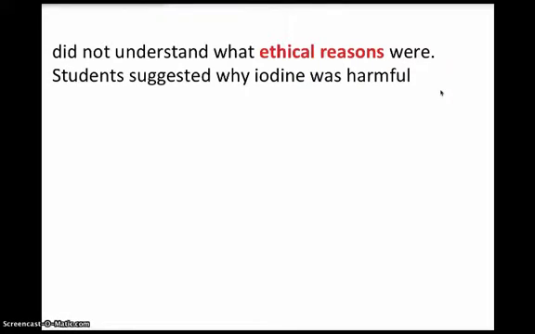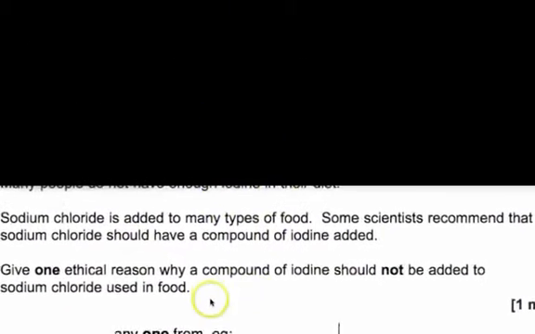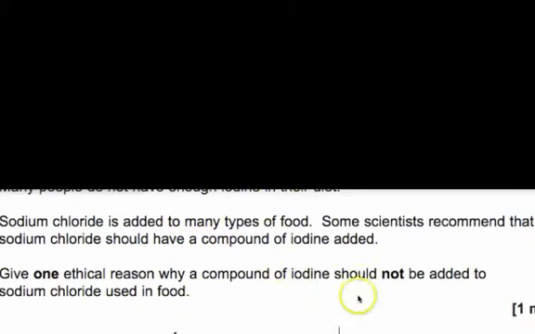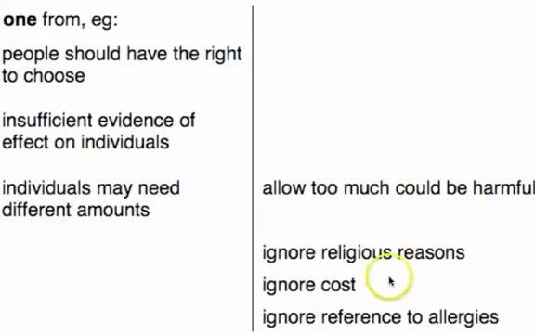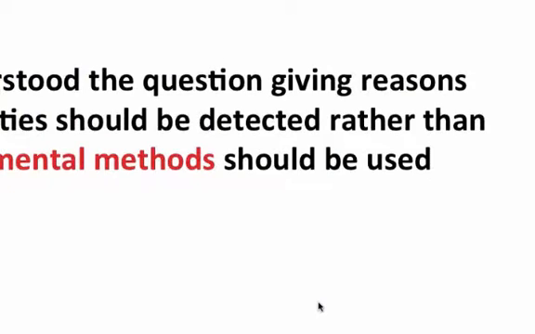They're talking a lot about ethics now, so make sure you know what ethical reasons, what we mean by that. So for example, there was one about iodine here, and it was saying give one ethical reason why a compound of iodine shouldn't be added to sodium chloride, even though it says that we should have more iodine in our diet. And it's not really about things being harmful here. It's about people having the right to choose, or maybe there's insufficient evidence of the effect that it has on people, or it might be that some people need more than others. So that's different to, for example, religious reasons or cost or allergies.